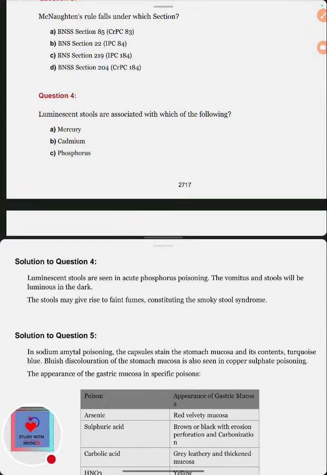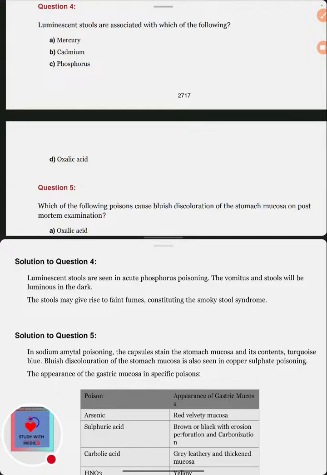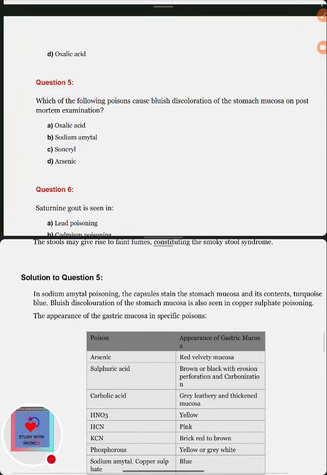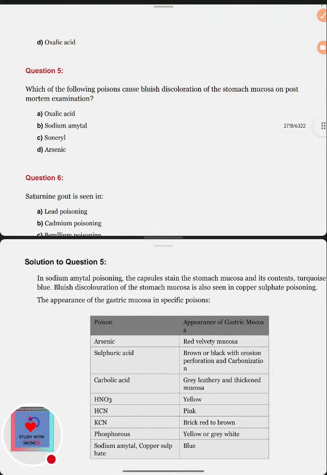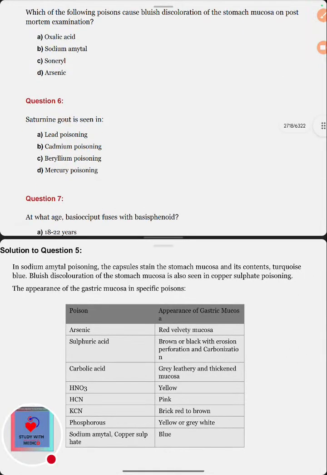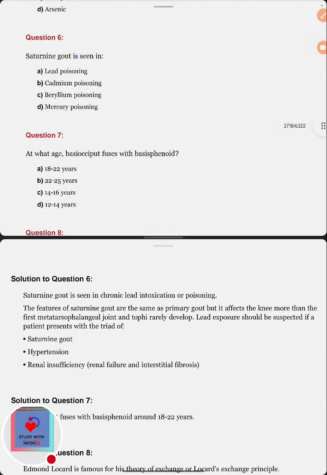Which of the following is associated with Mees' lines? Acute phosphorus poisoning. The following poison causes bluish discoloration of the stomach mucosa on postmortem examination. Sodium arsenite poisoning. Saturnine gout is seen in chronic lead intoxication.